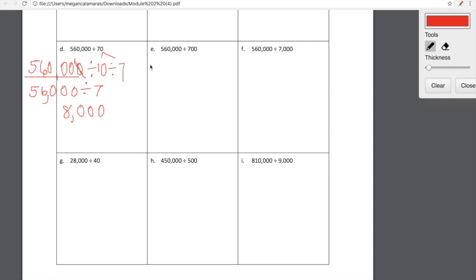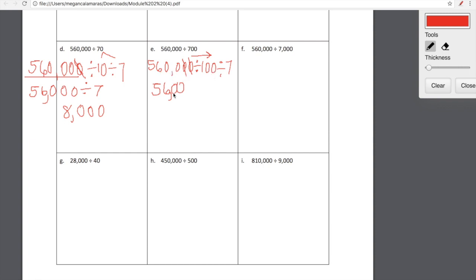Okay, so D, E, and F look very similar, but what we're dividing by is growing. So these powers of 10 are increasing as we go through. So let's rewrite E, 560,000. We're going to decompose 700 into 100 and 7. So now let's think about 560,000 divided by 100. 560,000 divided by 100 is going to result in 2 zeros getting omitted because we're going to shift 560,000 over to the right two place values because 100 has 2 zeros in it.